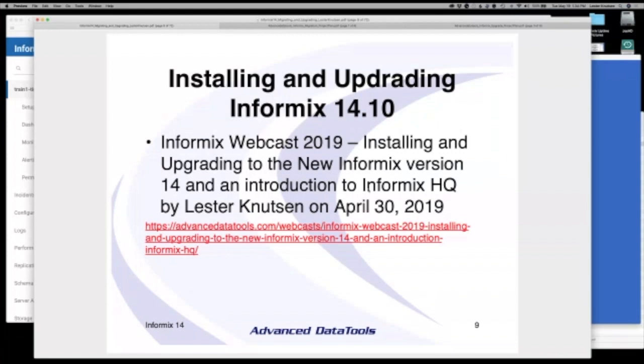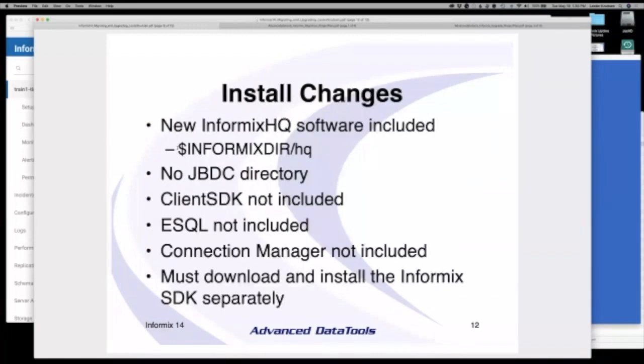A couple of other changes. InformixHQ is included, and after you do the install, it will be in the install directory. JDBC and SDK are not included, whereas in 12 they were included. They're a separate download, and they're very easy to go download and install. So there are two things you need to install. First, the server, and then after you've installed the server, install the SDK, and that's a separate download, and it's very simple to do.